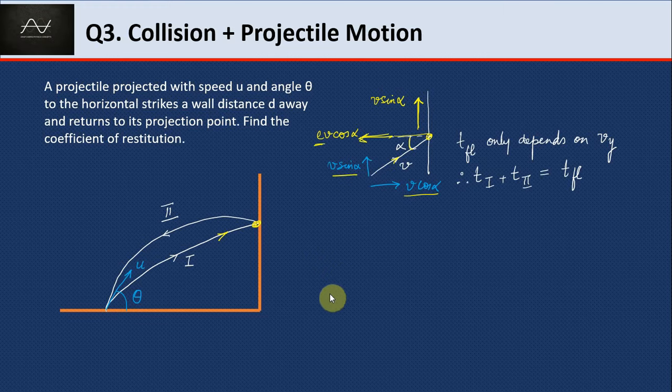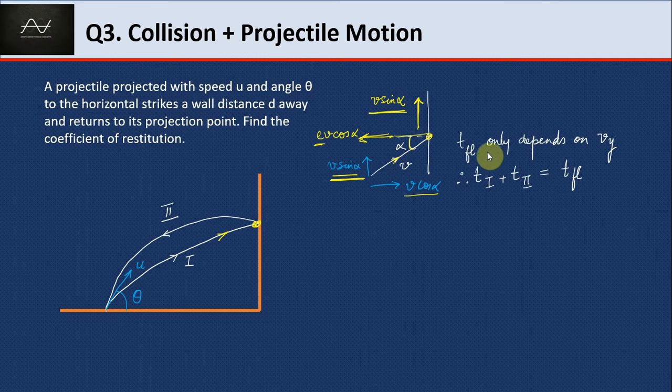After the collision, the v sin alpha component remains unchanged and the perpendicular component returns with the multiplication of e. Now, where do we go from here? We have to find the coefficient of restitution. We don't need to bother about the vertical velocity. You see, vertical velocity before the collision was v sin alpha. After the collision also it is v sin alpha. That means the vertical component never changed.